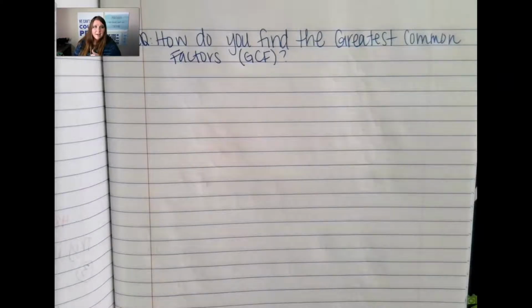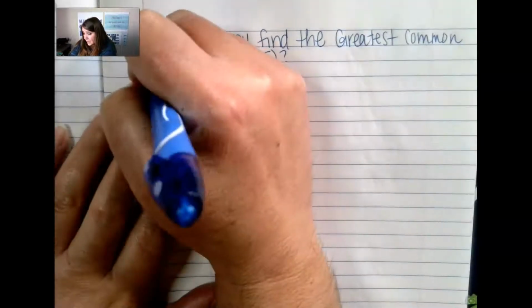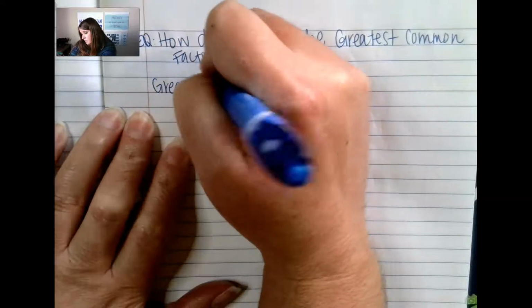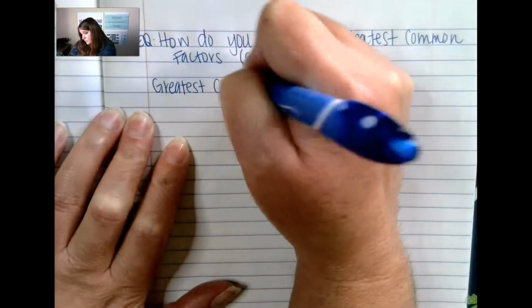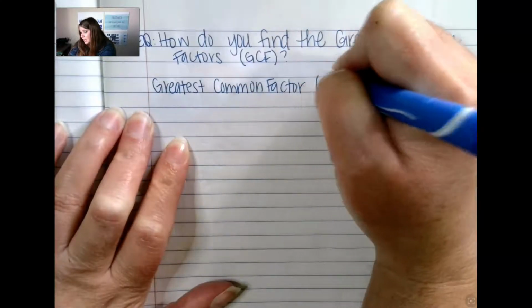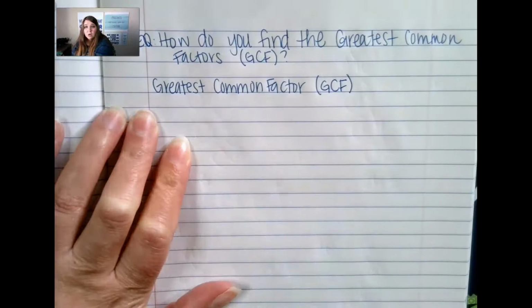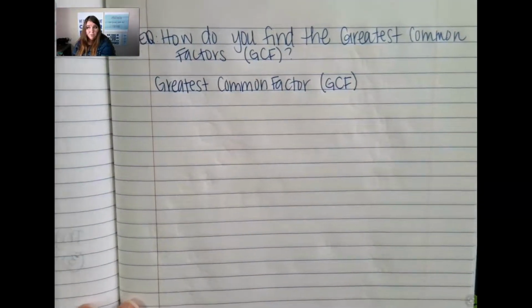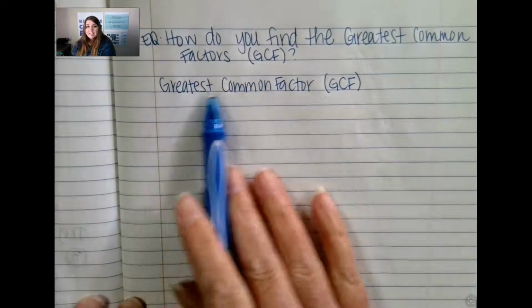They're sharing it. A greatest common factor is the biggest number, or the one with the greatest value, that two or more numbers share. A greatest common factor is also known as a GCF for short, because remember, mathematicians are lazy and we don't like to do more work than we have to.